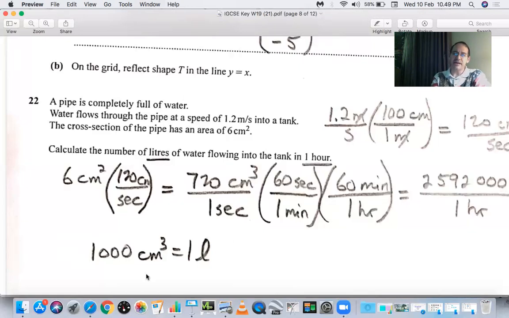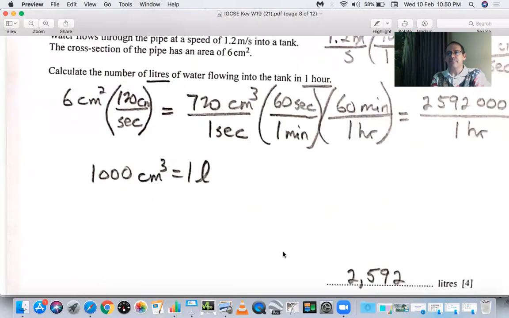And then just divide by 1,000, or get rid of these 3 zeros, to convert from cubic centimeters to liters. So you have 2,592 liters is what is going through the pipe into the tank in 1 hour's time.